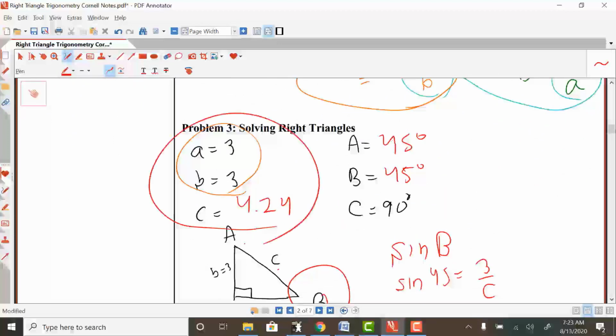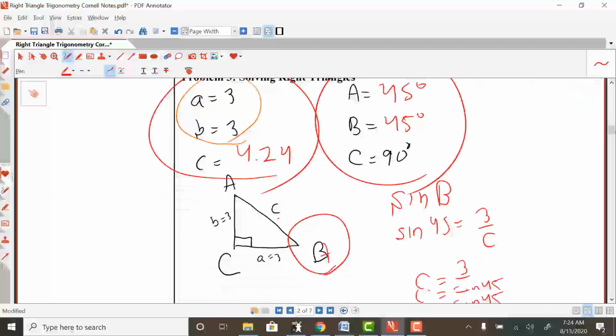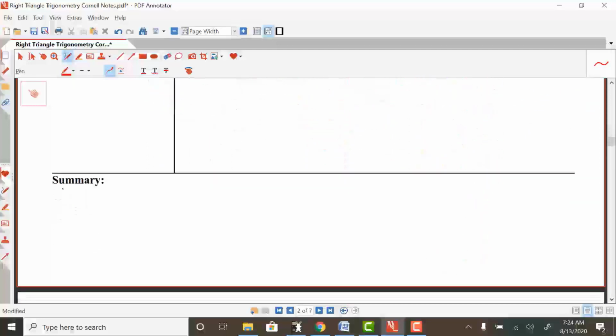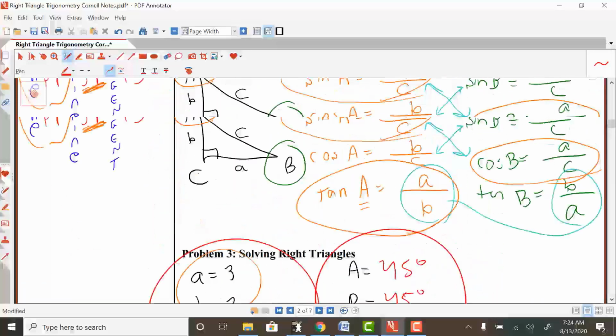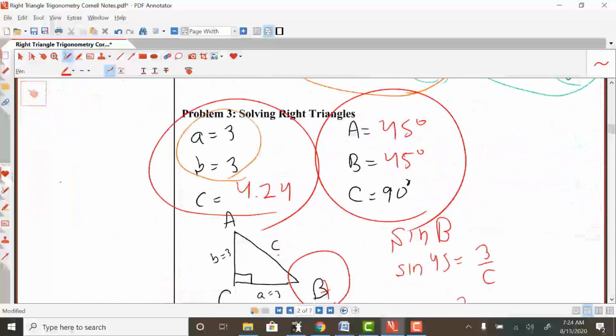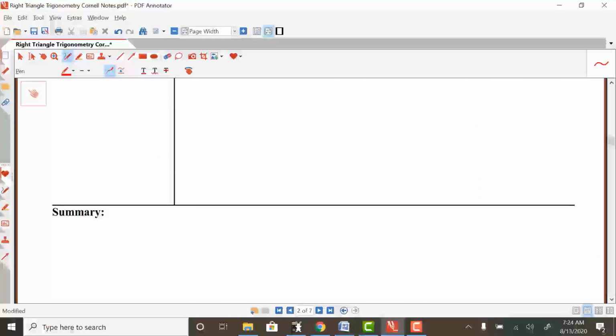Notice that we solved for all three sides. We solved for all three angles. This right triangle is solved. Take some time to write some summaries, now that everything is still fresh, to talk about some of these things. Cool beans.